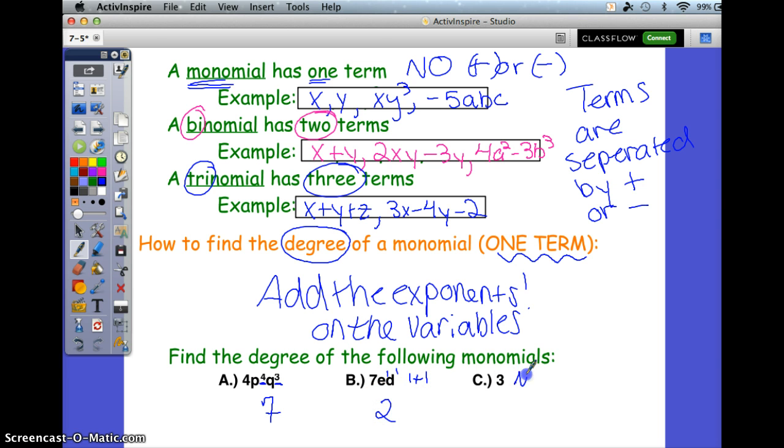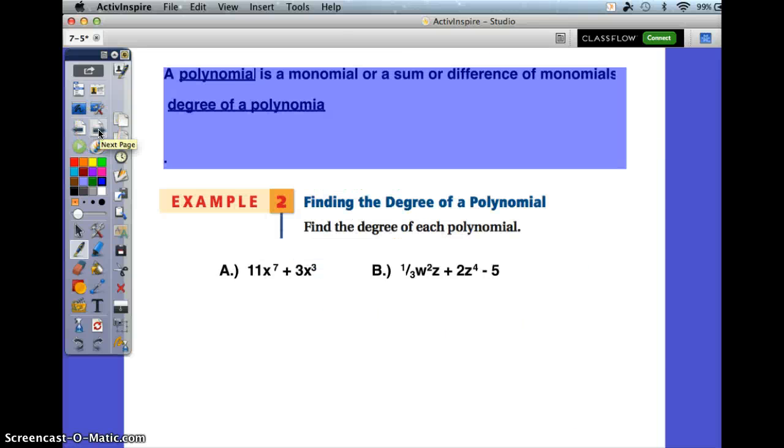Notice there are no variables here. So you could have x to the 0, y to the 0, and those would both be 1 times 1, which would give us just plain old 3. So here you'll have a degree of 0. Anytime you have a constant, it's to a degree of 0. Now we talked about that funny word polynomial. And what a polynomial is, it's simply a monomial or a sum or difference. Remember, sum is addition, difference is subtraction of monomials.